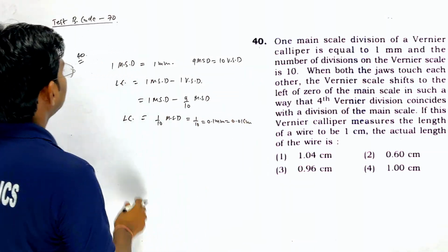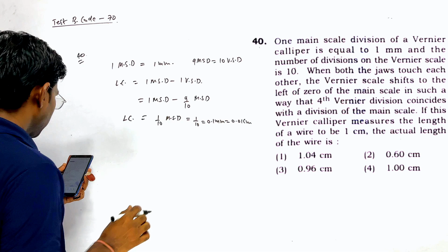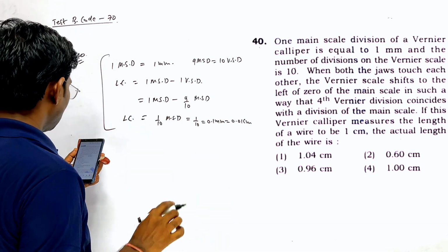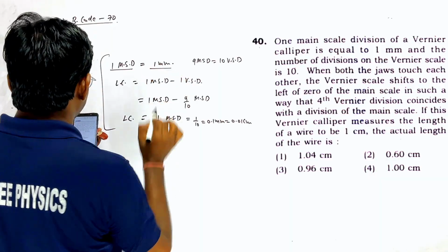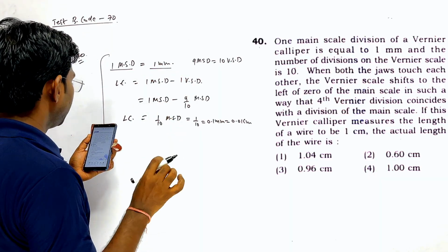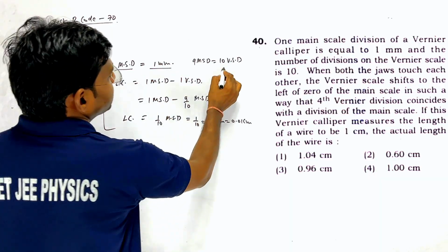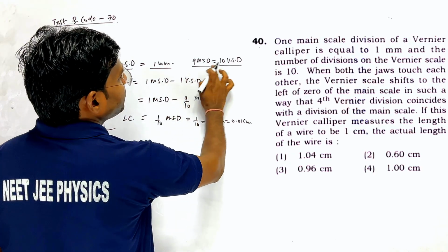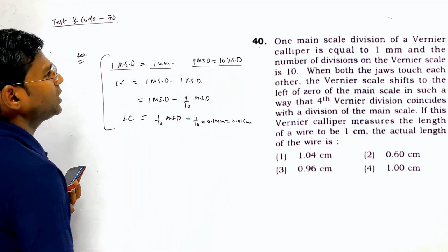So read this question. In question number 40, what they have given, although this is the bonus question, I will tell you how. In the question, one main scale division is 1 millimeter, and they have said that the number of divisions on the vernier scale is 10. So this is the normal vernier calipers we are using, in which 9 MSD are equal to 10 VSD.